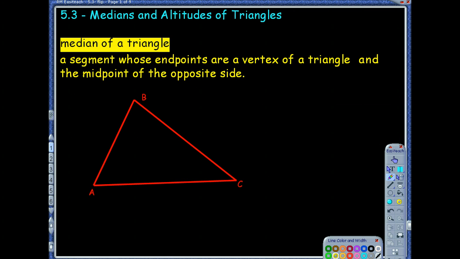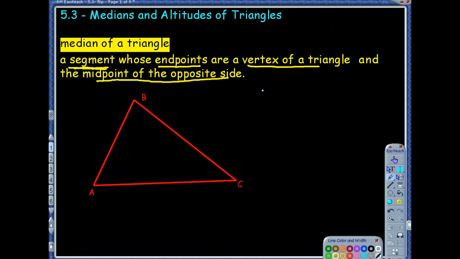Yes. So a median of a triangle is a segment. One way to notice is that it has to be a segment, whereas with a perpendicular bisector, it could be a line or a ray. Same with angle bisector. Exactly. So a median has to be a segment. That's because it has endpoints that are on the vertex of a triangle and the midpoint of the opposite side.